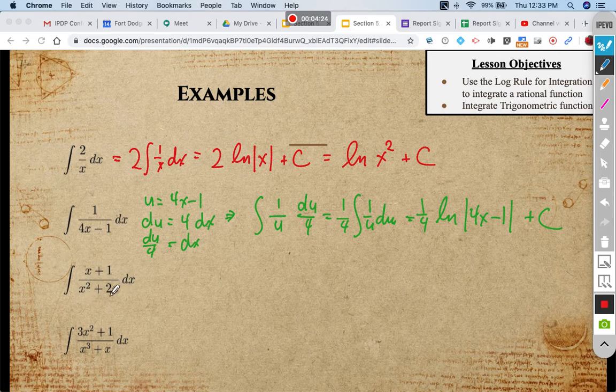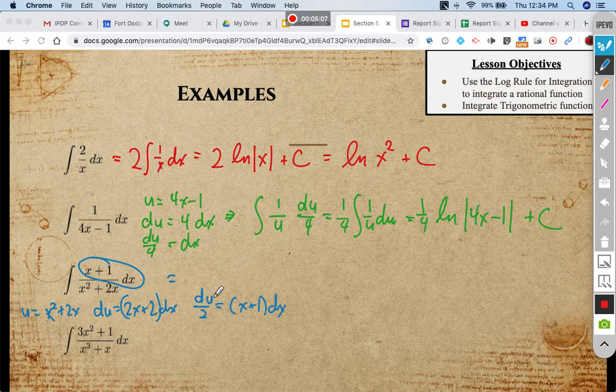On this one, again, we've got a whole lot going on, but if I make u be x squared plus 2x, du is going to be 2x plus 2 dx. Whoops. Let's fix that. And this has a common factor of 2, so if I pull it out, I can say du over 2 equals x plus 1 dx, which is what I have right here.